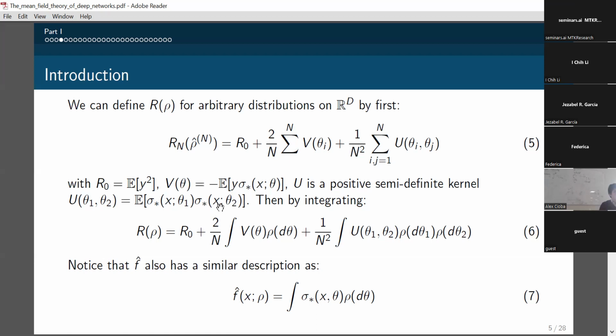Would it be interesting to look into a law of iterated logarithm? I think somebody asked that question before. I've heard that question before. A law of iterated logarithm for neural networks.